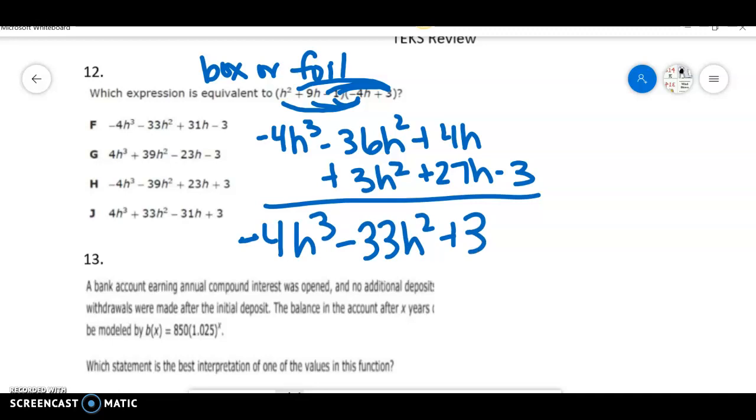and then I can look for my choice. So it is a negative 4h cubed, so it can't be those. This one has the wrong second term, so it has to be F.